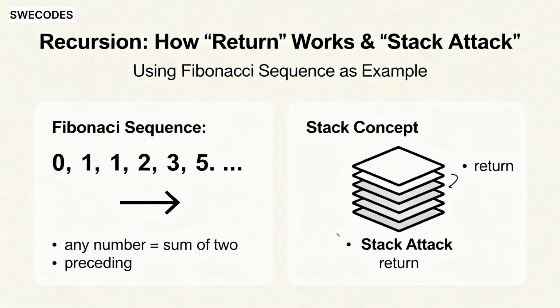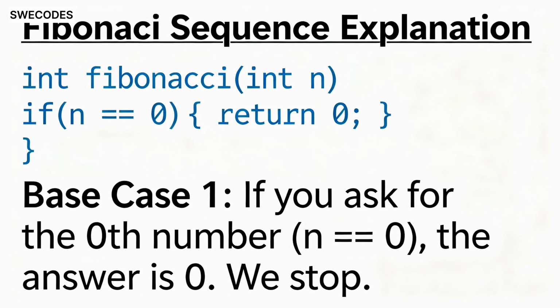Recursion: stack attack. This system works perfectly, until we introduce recursion. Let's use the classic Fibonacci sequence as our example. Remember, the sequence is 0, 1, 1, 2, 3, 5, where any number is just the sum of the two preceding it. int fibonacci(int n) { if n equals 0, return 0. Else if n equals 1, return 1. Else return fibonacci(n - 1) + fibonacci(n - 2).